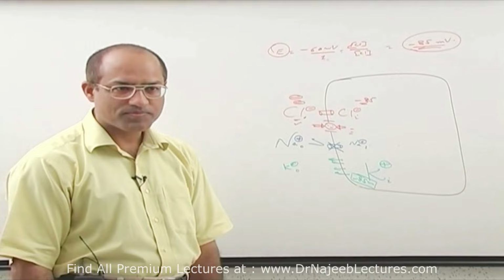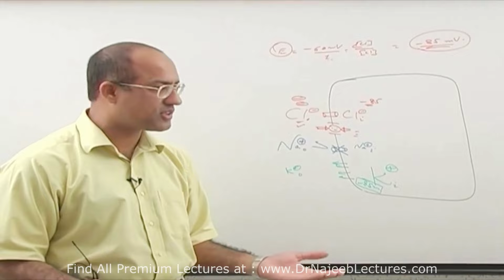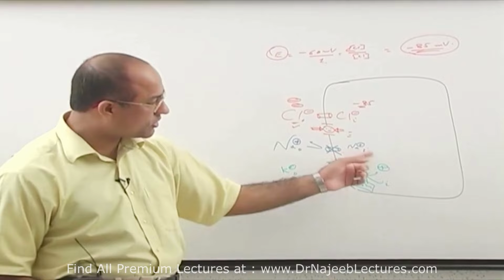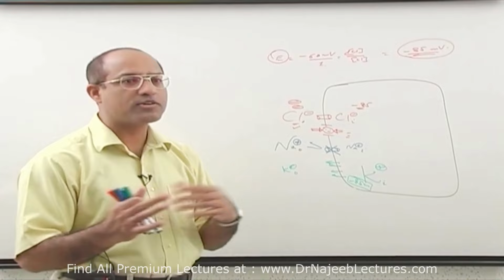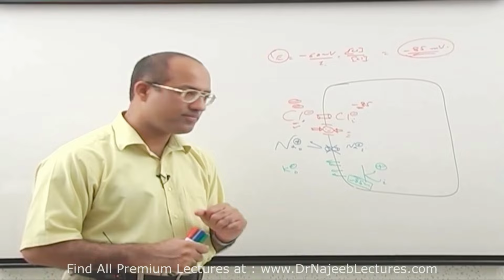What is the Goldman equation? The Goldman equation is a mathematical expression to find, if there are multiple ions with concentration differentials across the membrane with different permeabilities, the sum effect of all those ions and their movement to produce the voltage in the membrane. Is that right? No problem?